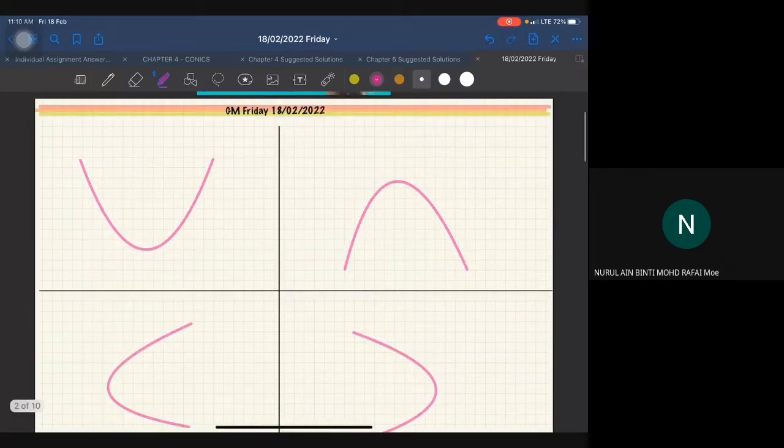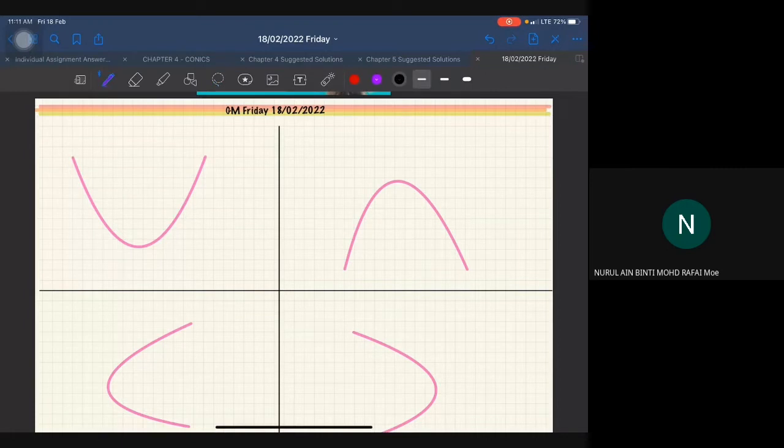Okay, so untuk yang pertama sekali, vertex dia duduk dekat kita panggil sebagai turning point. Okay, so this is where your vertex will be. Okay, this is V. So kita denote V ni as HK. Alright, so dalam parabola dia tak ada center. Kalau dalam ellipses dengan juga circle, center tu kita panggil sebagai HK. Tapi dalam parabola, dia punya HK tu adalah dia punya vertex. Okay, this is special case.